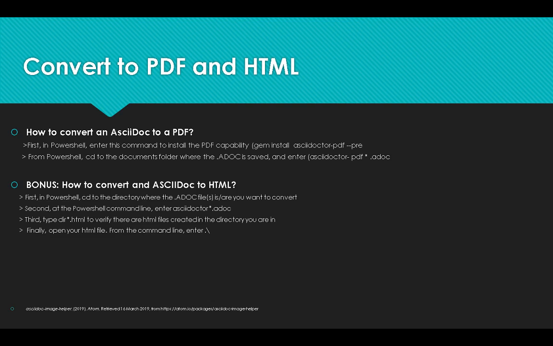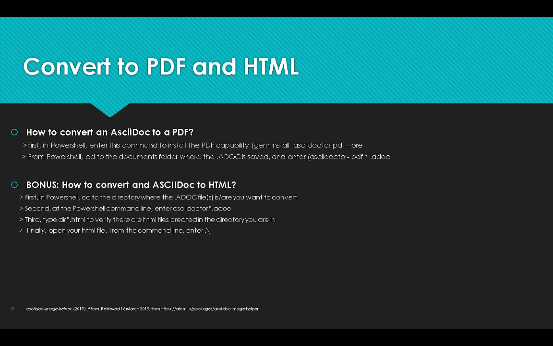but I did also want to include bonus material, which is how do you convert an AsciiDoc to HTML. Turns out that's really fast. In PowerShell, you cd to a directory where the adoc file or files are that you want to convert, and then at the PowerShell command line, enter asciidoctor *.adoc, and it just immediately renders beautiful HTML, and that's why I wanted to add that as a bonus feature in this presentation.